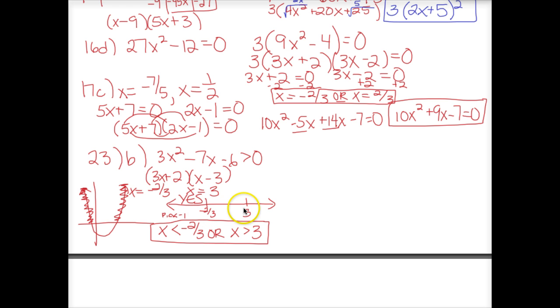Between -2/3 and 3, I would probably pick 0, because 0 is easy to plug in. So 0 minus 6 is -6. -6 is not greater than 0, so that's a no. Picking something bigger than 3, I would probably just pick 4. So 4 squared is 16, times 3 is 48, minus 28.